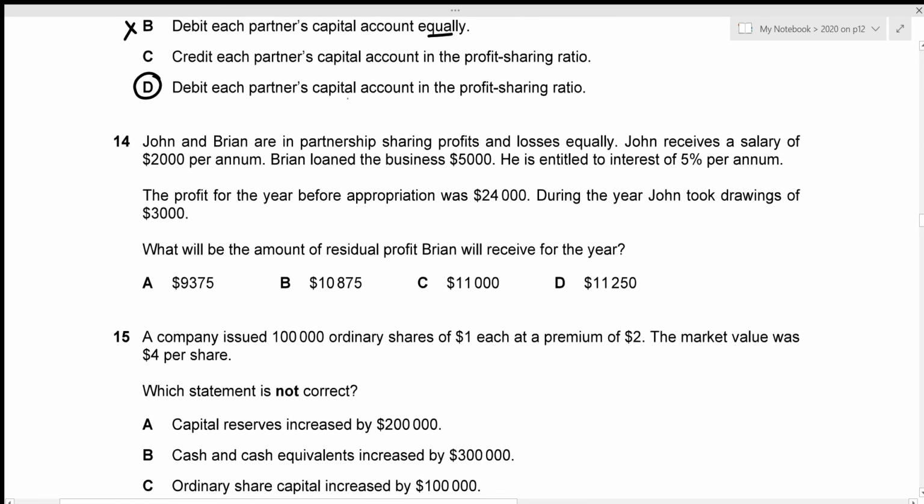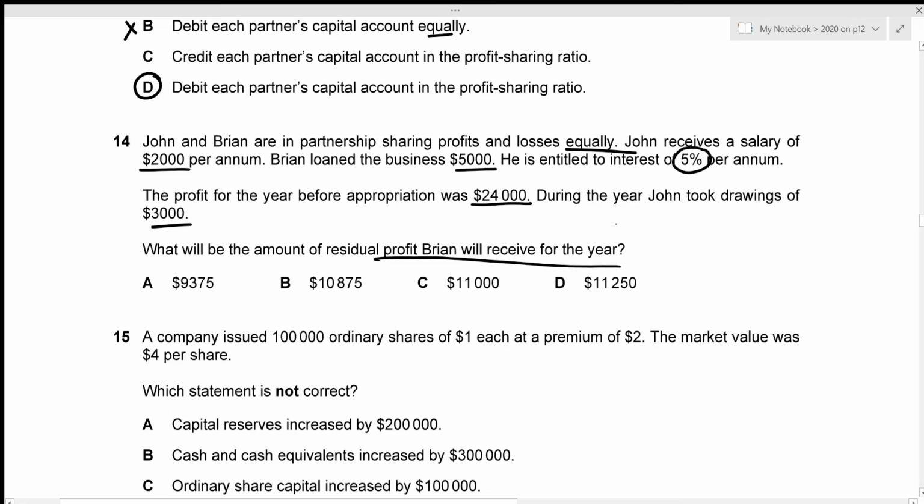John and Brian are in partnership, sharing profits and losses equally. John receives a salary of $2,000 per annum. Brian loaned the business $5,000 and he is entitled to interest of 5% per annum. Alright, the profit for the year before appropriation was $24,000, and during the year, John took drawings of $3,000. We now need to figure out the amount of residual profit that Brian will receive for the year.